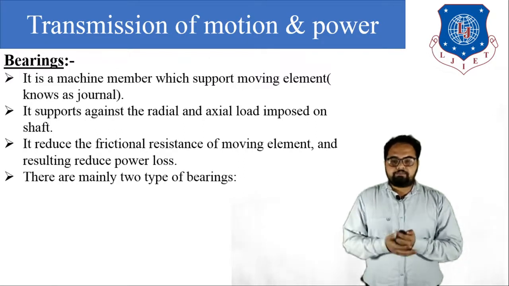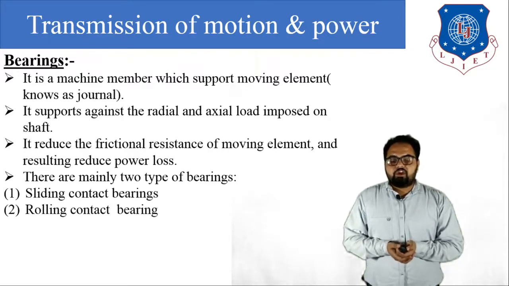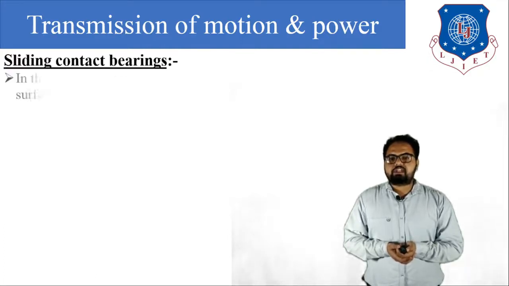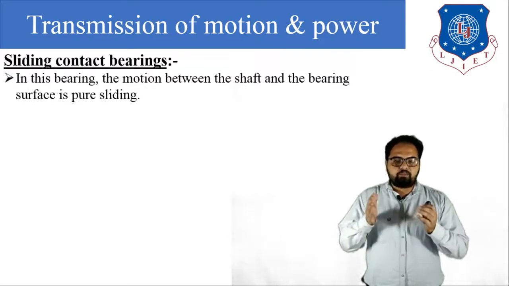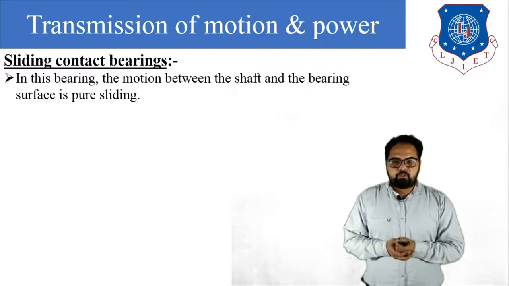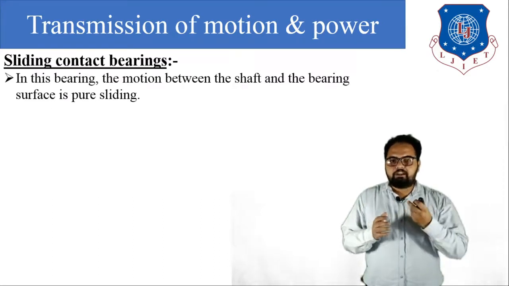There are mainly two types of bearing. The first is sliding contact bearing and the second is rolling contact bearing. Let's discuss sliding contact bearing first. From the name we can easily understand that in this type of bearing the motion between the shaft and the bearing surface is pure sliding.